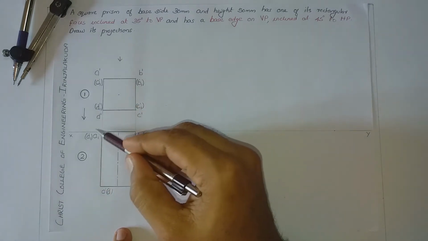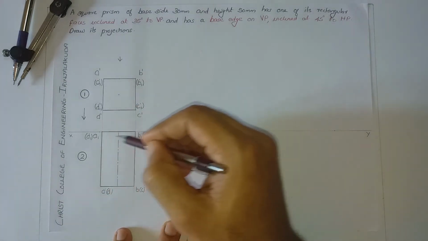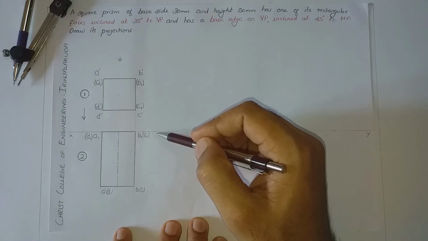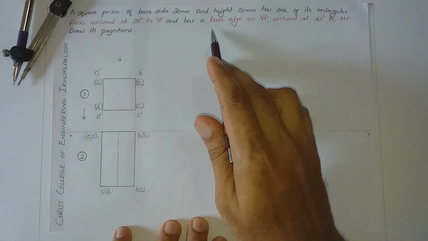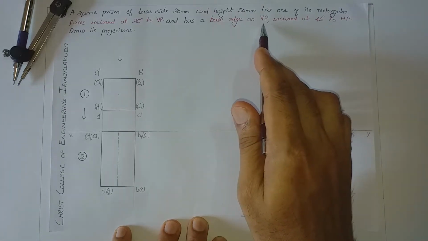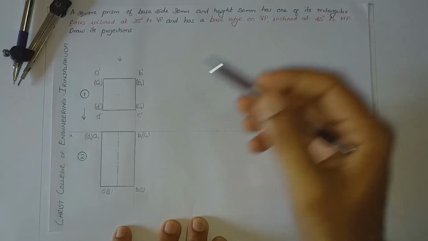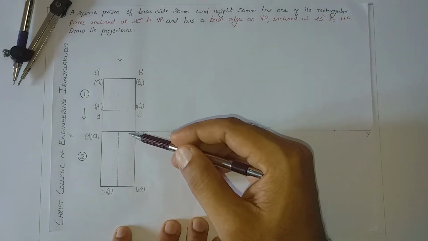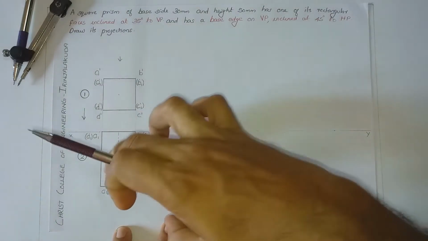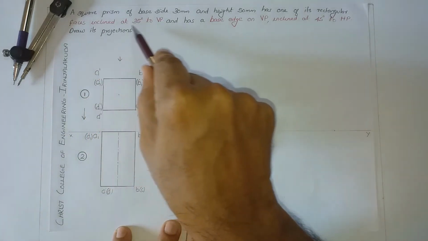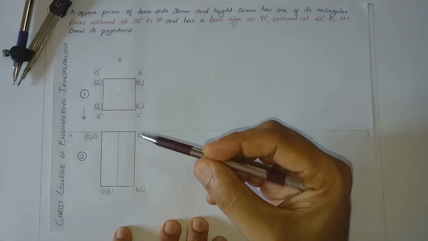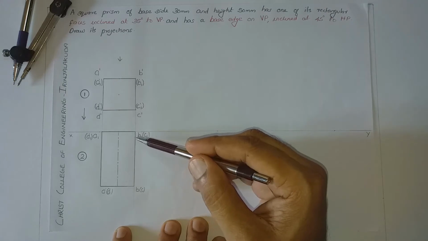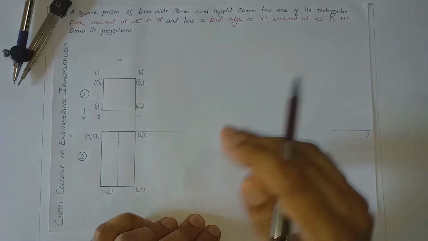This is about the base shape and the other view. I have drawn the top view on the XY line, because here the base edge is resting on VP. When something is resting on VP, its top view must be on the XY line. Then only, when I tilt this solid to give the inclination of 35 degree, it will be resting on a base edge. Now we shall go to diagram number 3.